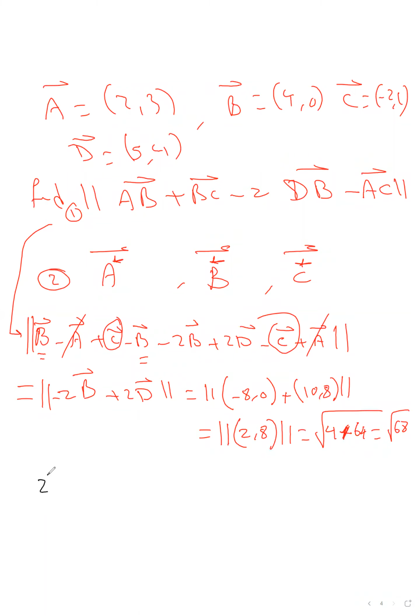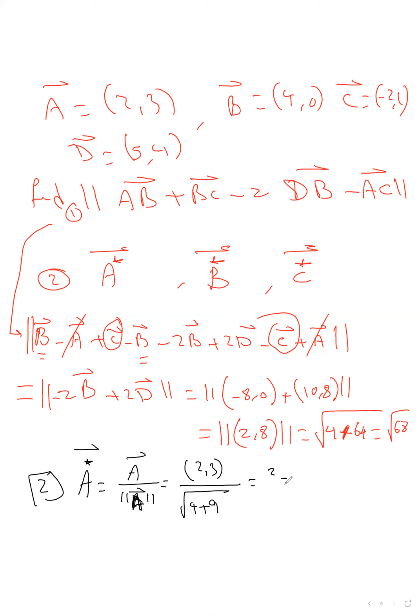Number 2 wants A star, vector A star, which equals vector A over its norm. So vector A is 2 and 3 and its norm is root of 4 plus 9, so 2 over root 13.